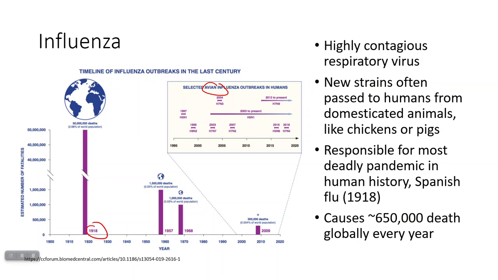And flu is still deadly. It causes about 650,000 deaths every year annually. But increased medical treatments and vaccination efforts have reduced the spread of flu throughout the last century or so.